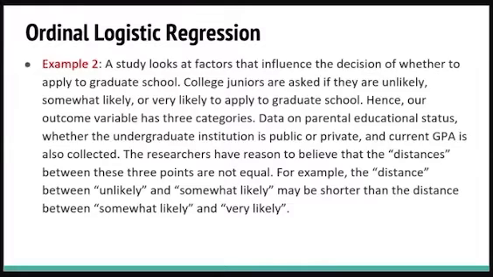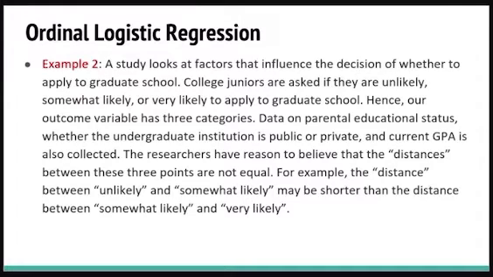Now, the researchers have reason to believe that distances between these 3 points are not equal. You know, it is not only that they have to be ordered, but the distances between them are not equal. Okay? For example, the distance between unlikely and somewhat likely may be very short, shorter than the distance between somewhat likely and very likely. Does that make sense?